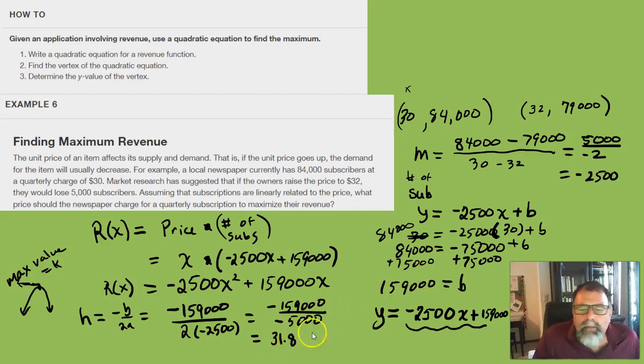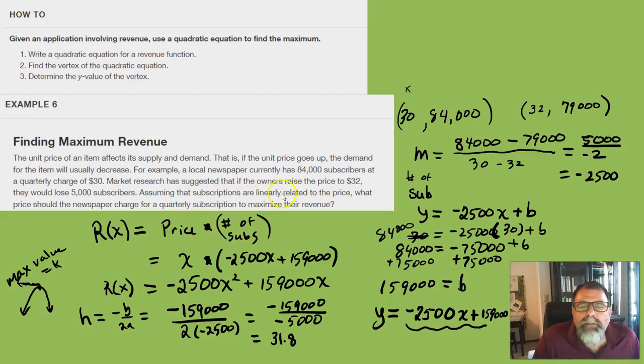Right? So that's the optimum price to set, $31.80. Oh, that's what we want. So they're not asking us what our maximum is. So it's always good to reread the question too. So it's usually that last sentence.